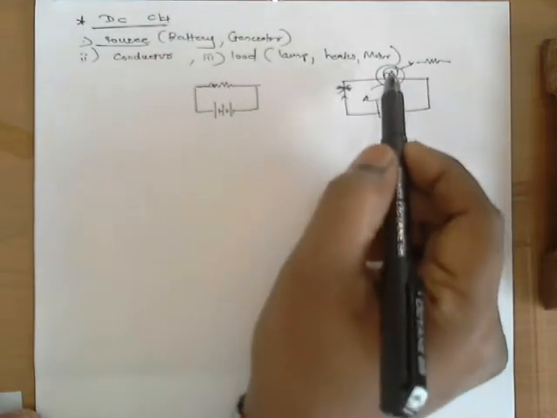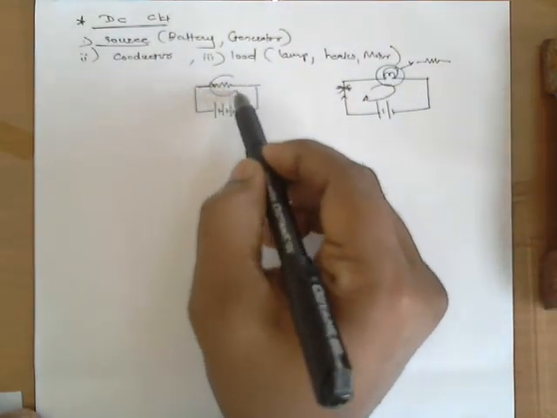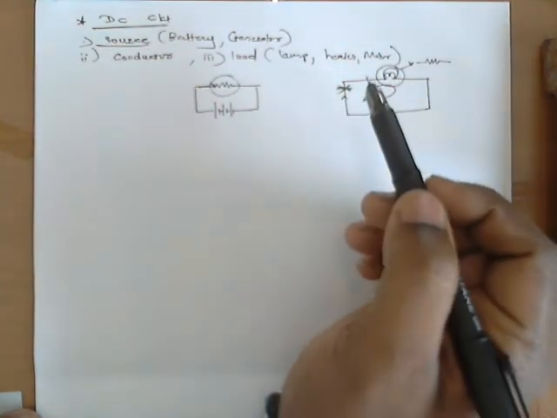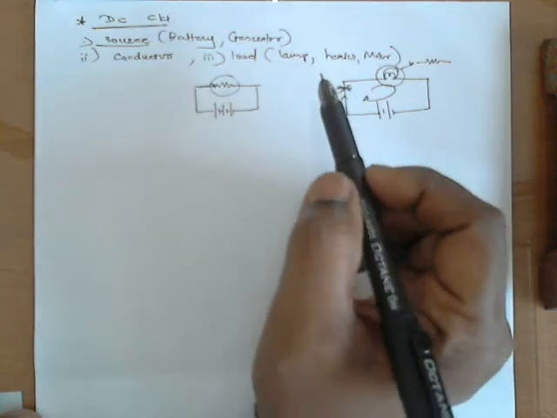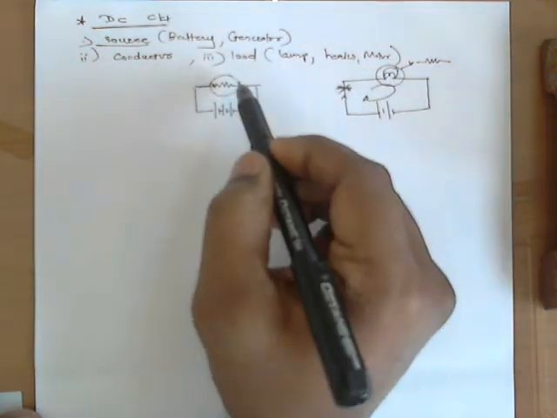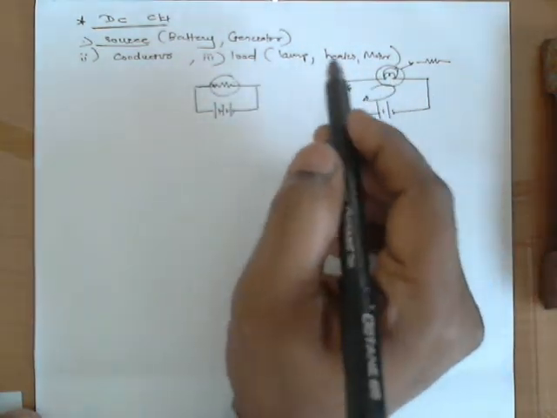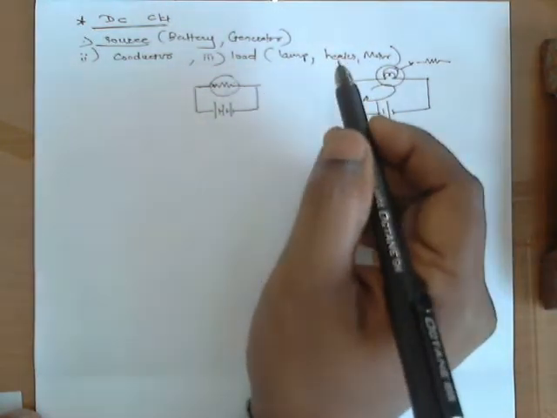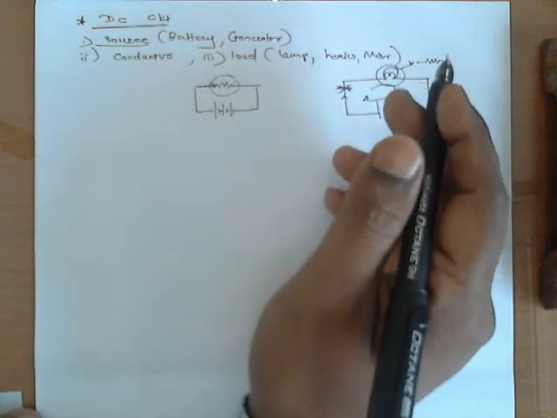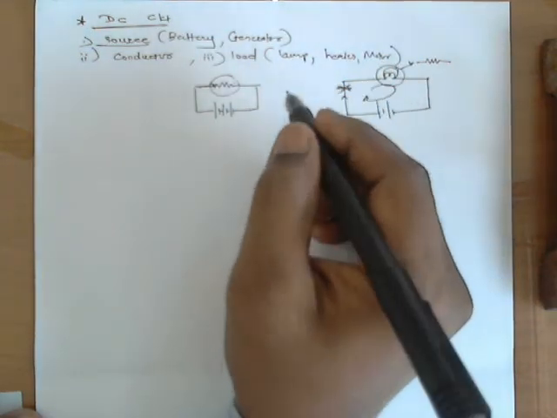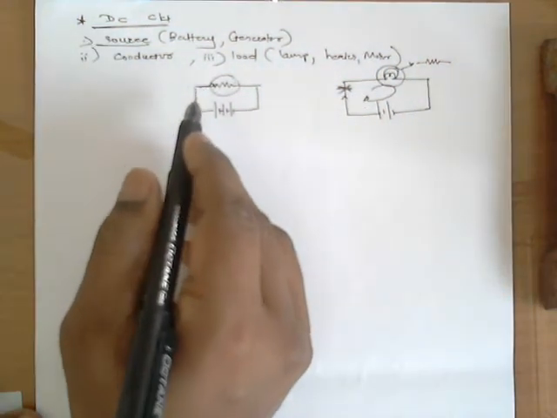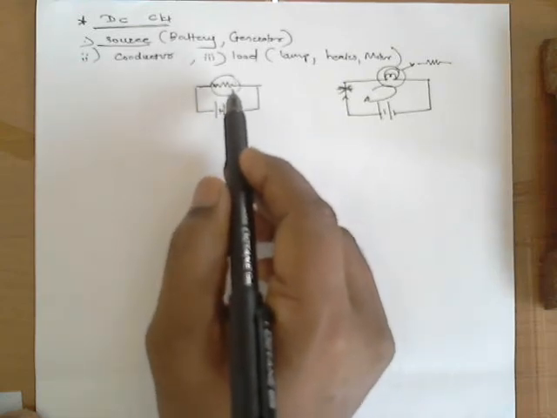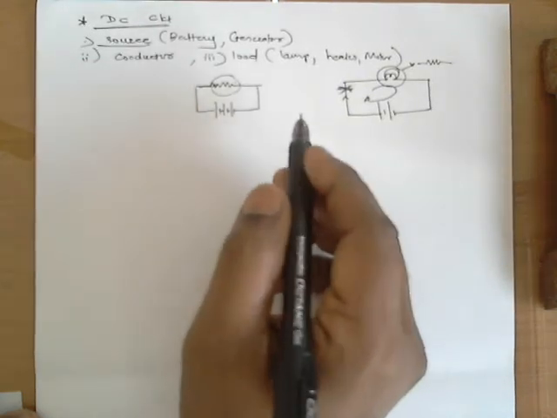Now bulb is a resistive load, so it is shown like this. Bulb can be represented by resistance also. So this is also a load, this is also a load, it doesn't matter what it is. It is a bulb, or sometimes there may be a fan, a motor, some other type of load, heater or whatever else. It is not necessary that there should be only one load or one resistance. There can be several resistances in a circuit.